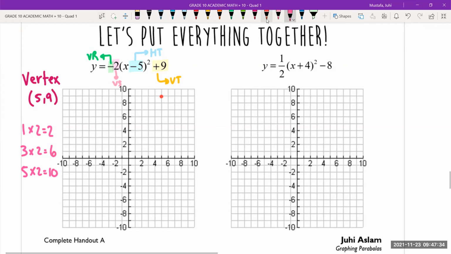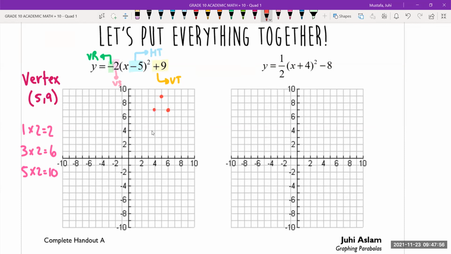All right. So now we're ready to put it all together. I'm going to start at my vertex, which was 5, 9. I'm going to go 1 unit to the right. And then how much am I going to go down? 2 units. Why am I going down? Because this negative sign is a reflection. Then why am I going down 2? Because there's a vertical stretch, so I had to multiply it by 2.